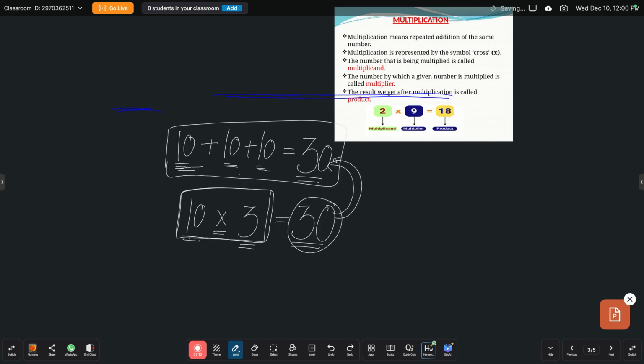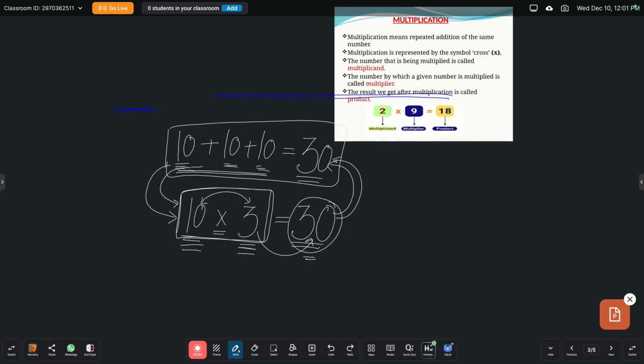So it means that whenever you have to add any number repeatedly, don't go with the addition, just go with the multiplication. Write down the number that is being repeatedly added, and then write how many times this number is being added. Multiply these two numbers, and you will get the answer. So you learned that multiplication means repeated addition of the same number. Whenever any number is being repeatedly added, just go with the multiplication.